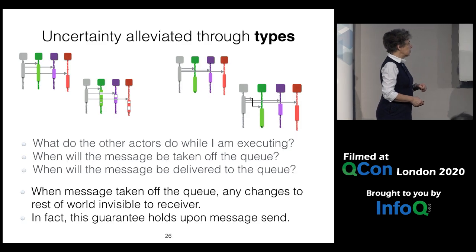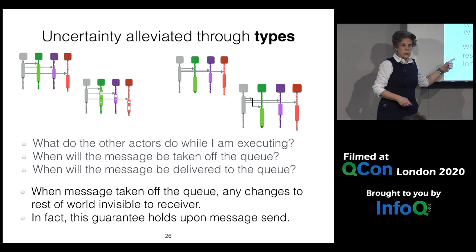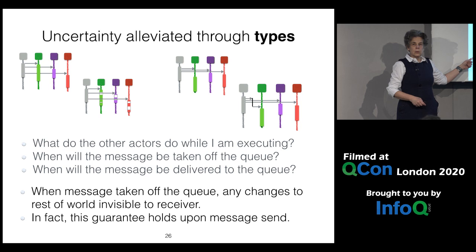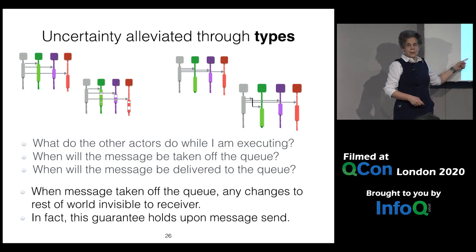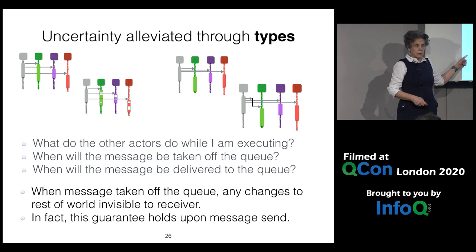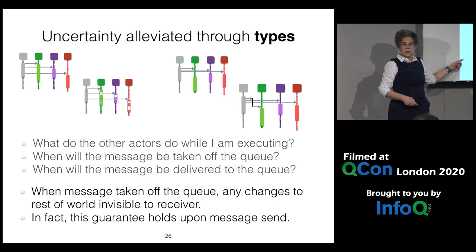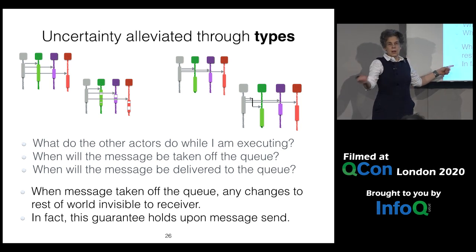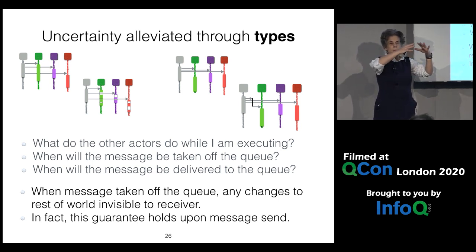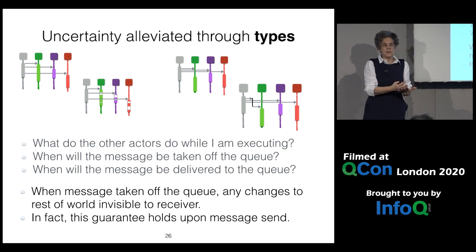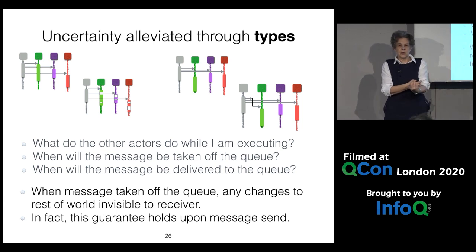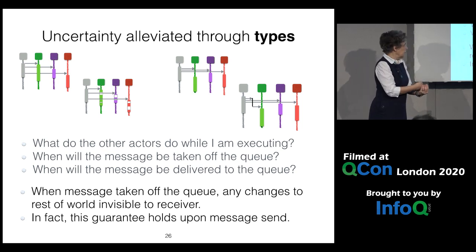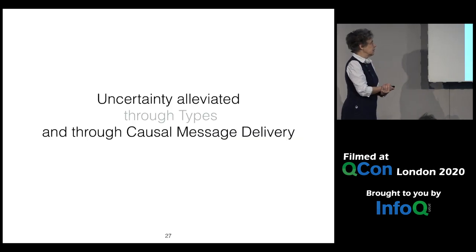What do types do? What they do is they give you the following guarantee. They say when a message is taken off the queue, any changes to the world will be invisible to you. So the other actors may execute and modify the world, but it's not the part of the world that you can see. And this guarantee holds actually upon message sent. As soon as the message is sent, anything that is in the world that is visible from that message is essentially unmodified until the receiving actor can start and work with it. We'll see more about it later.